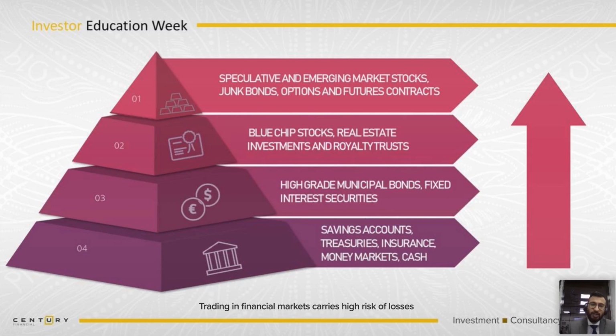Start investing into high grade municipal bonds or fixed income securities. So you invest somewhere where you are getting a certain amount of fixed income. It could be a government bond, it could be anything, but you are getting a certain amount of fixed income. You move on, and then you start investing into real estate, blue chip stocks, different kinds of shares you want to invest into. And then at the tip of the pyramid, as you can see, you can trade in currencies, trade in commodities, you can do day trades, you can trade in options, etc.